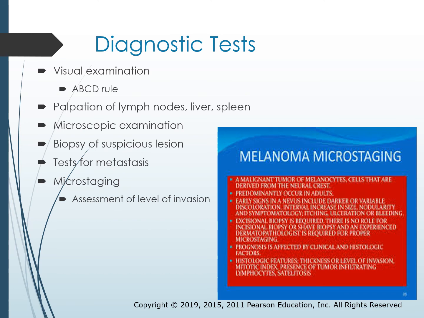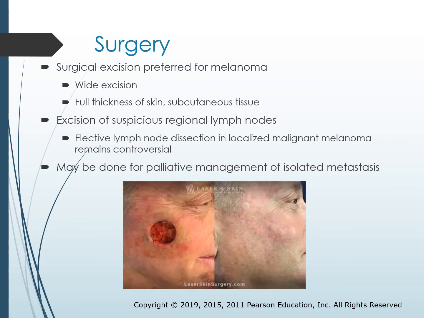Diagnostic test, again, use the ABCD rule. Palpation of lymph nodes, liver, and spleen to see if there's any type of inflammation going on there. Microscopic examination of the skin lesions, biopsy of the skin lesions, test for metastasis, and microstaging. And it also lists liver function tests, CAT scan of the liver, CBC, serum blood chemistry, chest x-rays, bone scan, CT, or MRI of the brain. And these are additional things that they may do if there's metastasis.